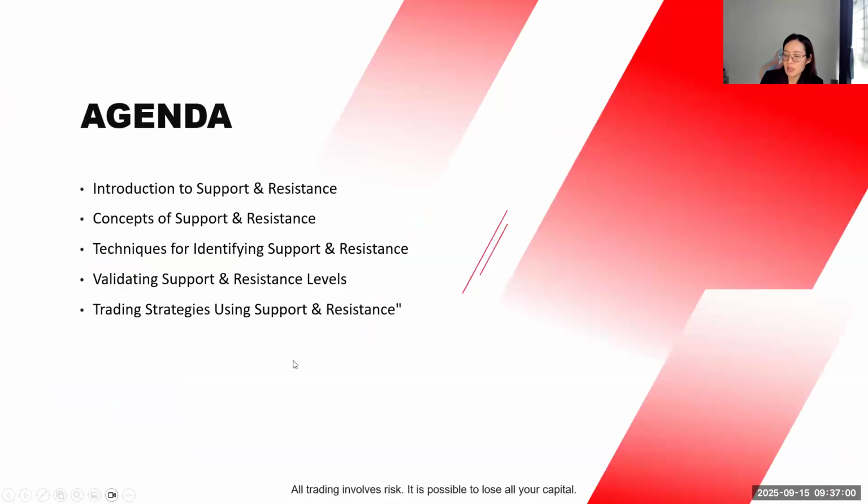Okay, so the agenda for today: we're going to cover an introduction to support and resistance, the concept of support and resistance, techniques for identifying support and resistance, validating support and resistance levels, and the last one is going to be strategy using support and resistance.